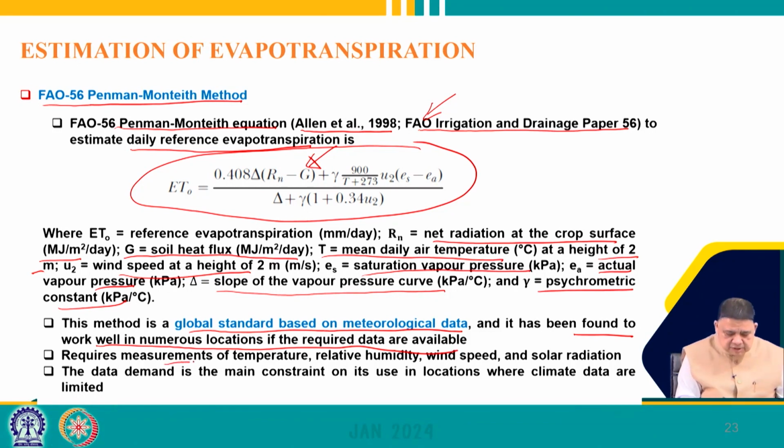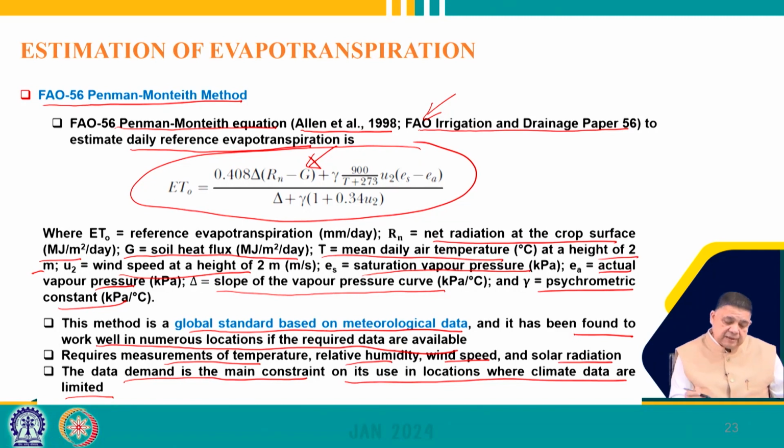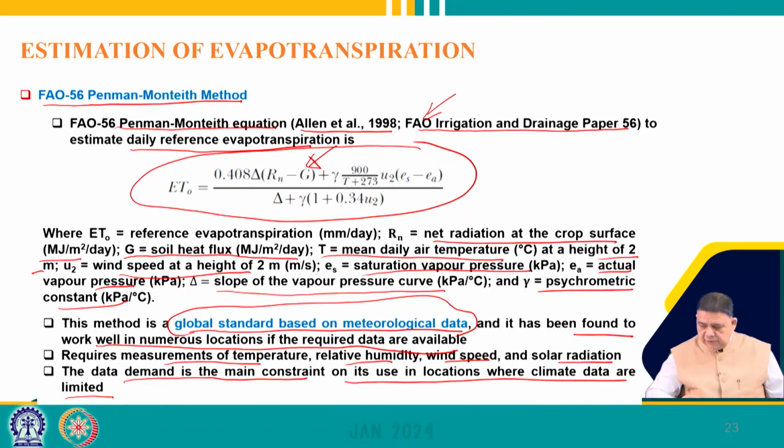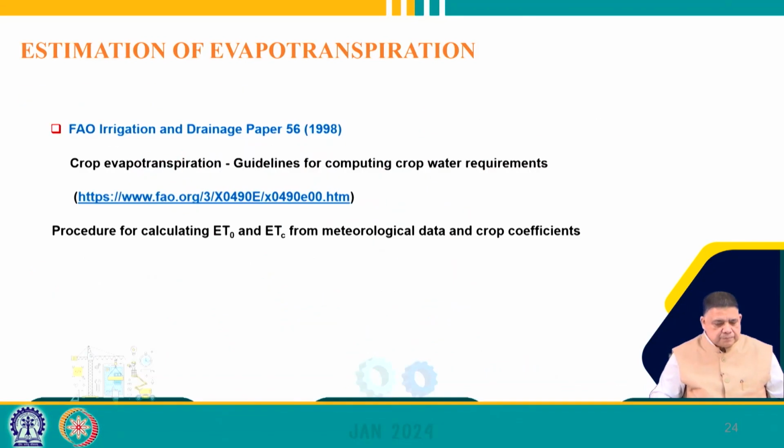So, it requires measurements of temperature, relative humidity, wind speed, and solar radiation. The data demand is the main constraint on its use in locations where climate data are limited. Otherwise, if the data are available, then it gives the best estimate of evapotranspiration, and that is why it is referred to as a global standard based on meteorological data, recommended for use around the world.